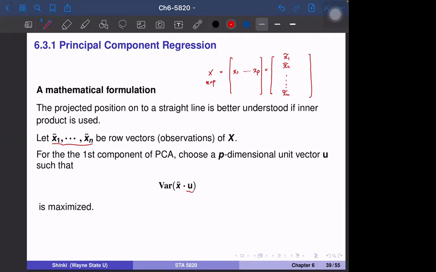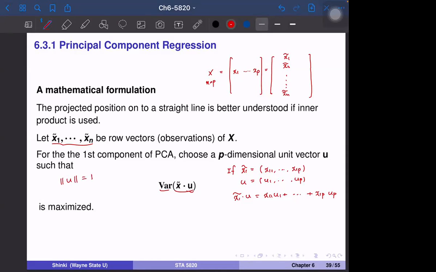Then we want to maximize the variance of the inner product of x tilde and U. If x1 tilde is equal to (x11, ..., x1p) and U is equal to (U1, ..., Up), then the inner product of x1 tilde and U is x11 U1 plus up to x1p Up. Suppose that U is a unit vector, so U is a vector which satisfies that its length is equal to 1.